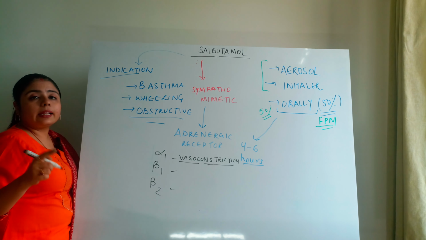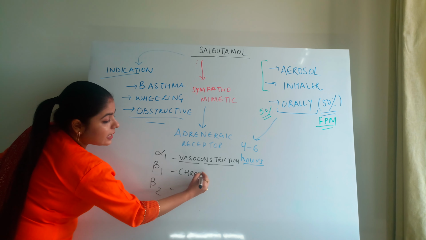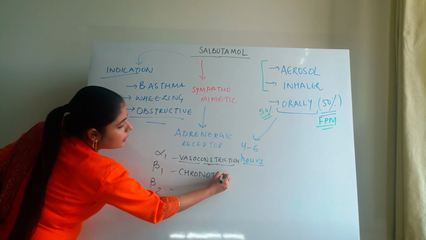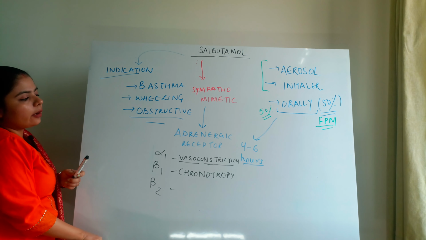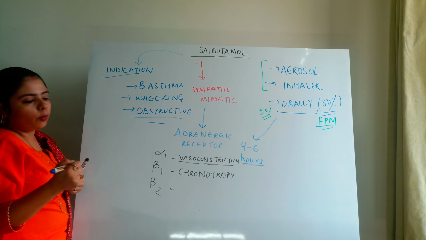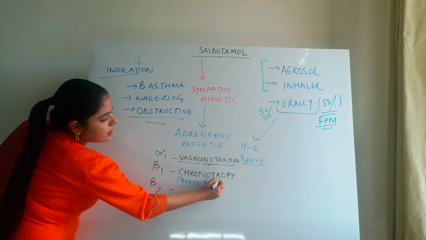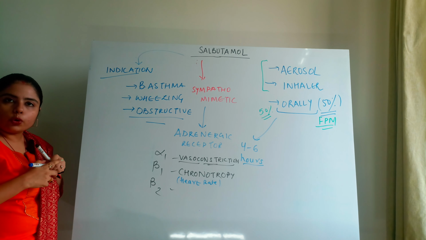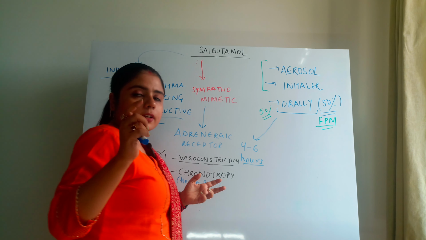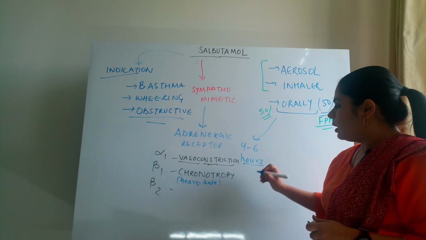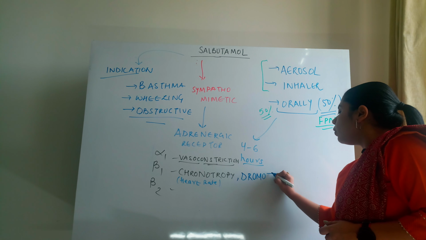Then if a drug is targeting the beta 1 receptor, it is affecting the chronotropy. So chronotropy is basically the heart rate. If I say any drug is showing positive chronotropic action, that means the heart rate is increasing. If I'm saying a drug is causing negative chronotropic action, that means the drug is responsible for a decrease in the heart rate. So chronotropy and dromotropy.